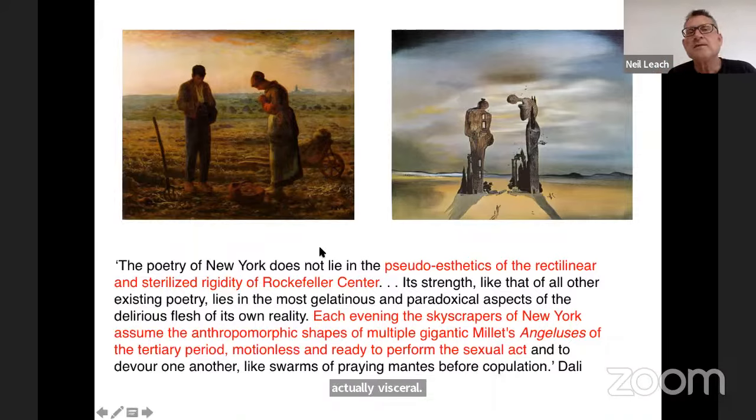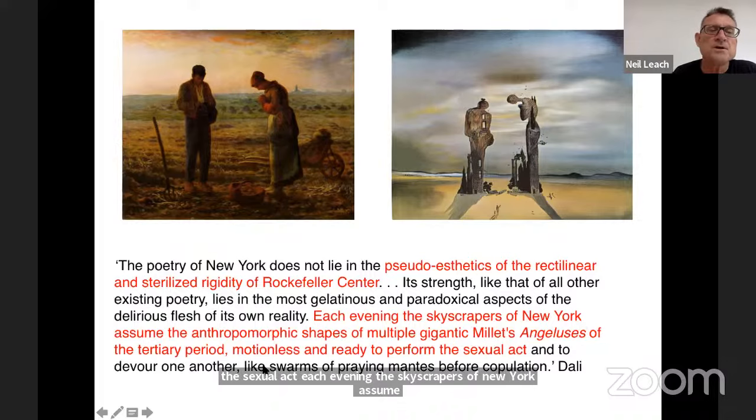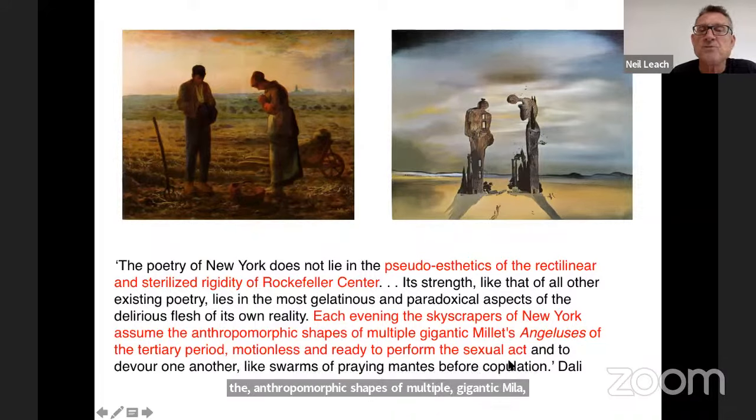And famously, and this is also included in Delirious New York, he got obsessed by this particular painting by Millet, his Angelus painting. And for some reason, Dali starts reinterpreting this as buildings as human. And in his story, they are ready to perform the sexual act. "Each evening, the skyscrapers of New York assume the anthropomorphic shapes of multiple gigantic Millet's Angeluses of the tertiary period, motionless and ready to perform the sexual act."